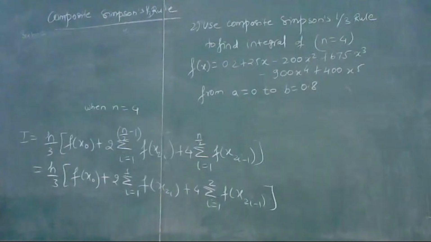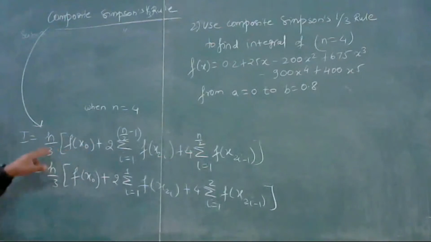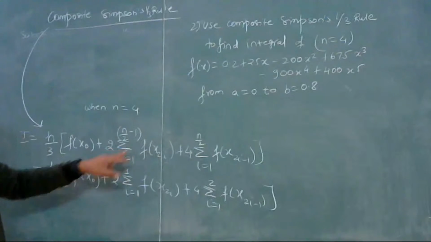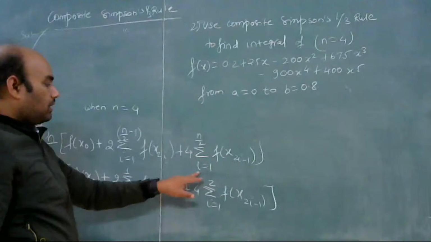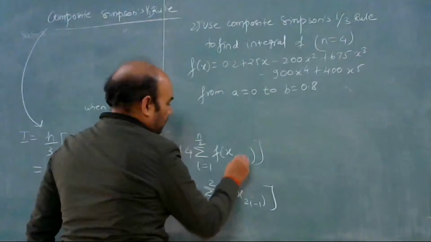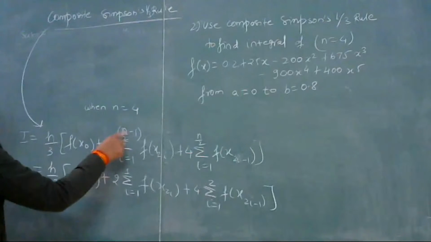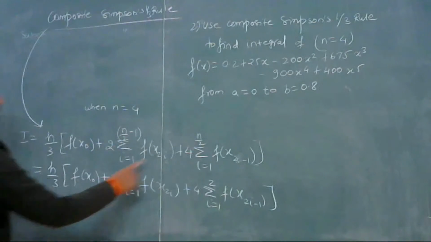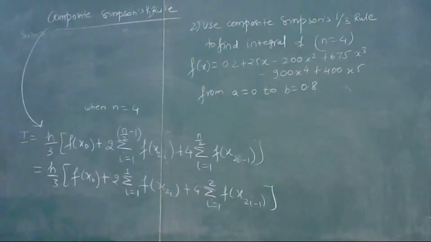Okay, so first what we have to do is write this formula. This is the composite Simpson's rule, so you have to remember it. This is h by 3 times f of x0 plus 2 times the summation i equal to 1 to n by 2 minus 1 of f of x 2i, plus 4 times the summation i equal to 1 to n by 2 of f of x 2i minus 1. So we have substituted n equal to 4: 4 divided by 2 is 2, 2 minus 1 is 1. So we have to elaborate this formula.